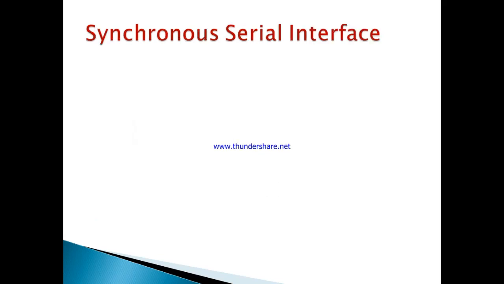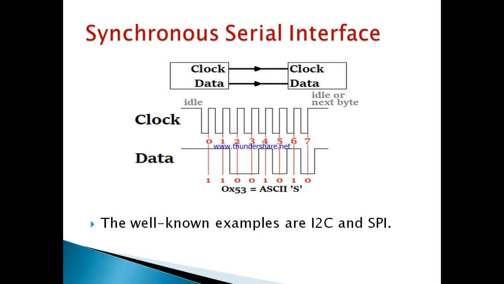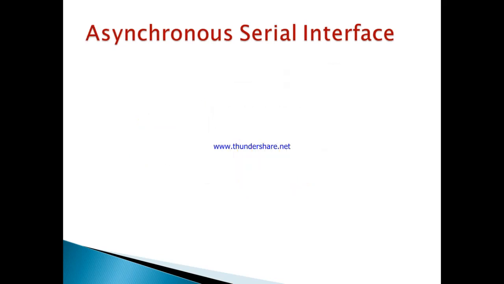Now we discuss serial interfaces based on clock. First one is the synchronous serial interface. It is a point-to-point connection from a master to a slave. In this type of interface, all the devices use a single CPU bus to share data and clock. The data transmission becomes faster with the same bus to share clock and data. Also, there is no mismatch in baud rate in this interface. The well-known examples are I2C and SPI.